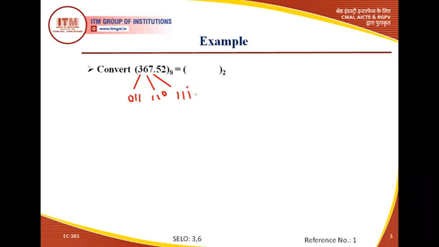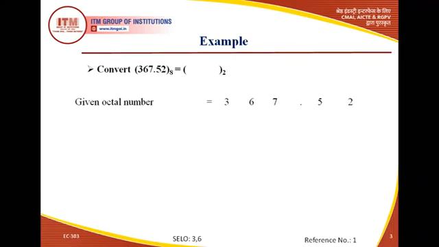Then we place the fractional point. The equivalent of 5 is 101, and the equivalent of 2 is 010. So that is the binary equivalent of the octal number.